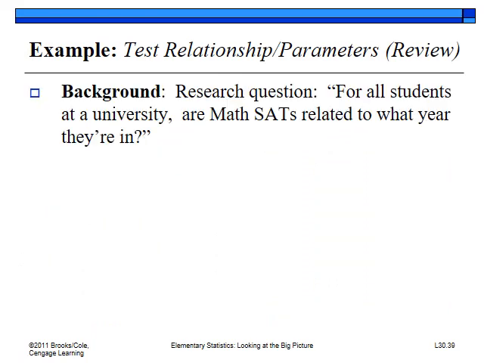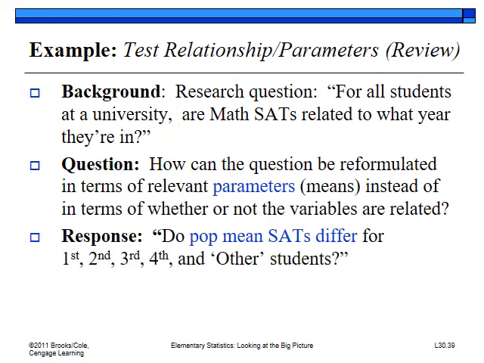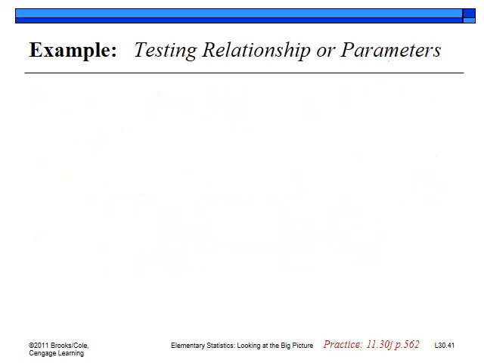So, consider this question. For all students at a university, are math SATs related to what year they're in? So how can we reformulate this? How can we frame this question in terms of parameters, in this case, means, instead of whether there's a relationship among the variables? Well, the way that we would do it is by asking, do the population mean SAT scores differ for first year, second year, third year, fourth year, and other students?